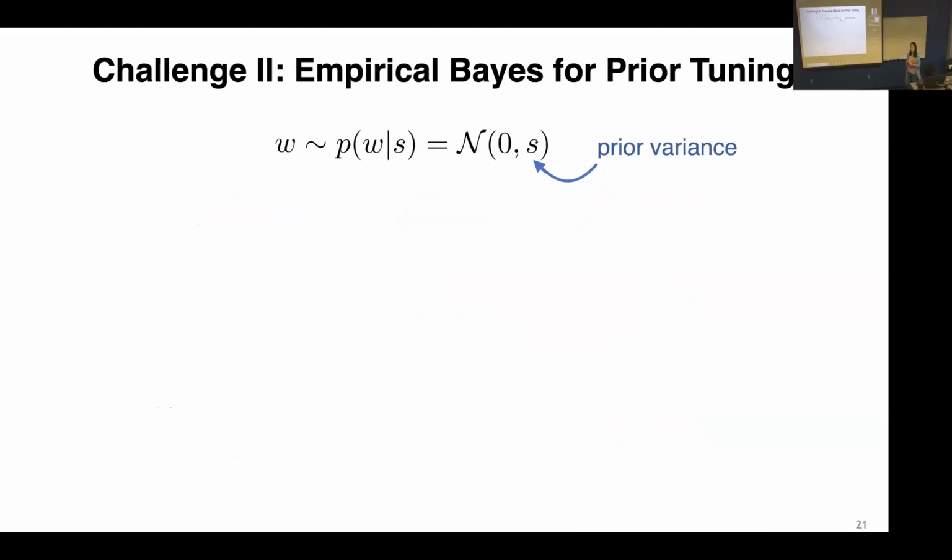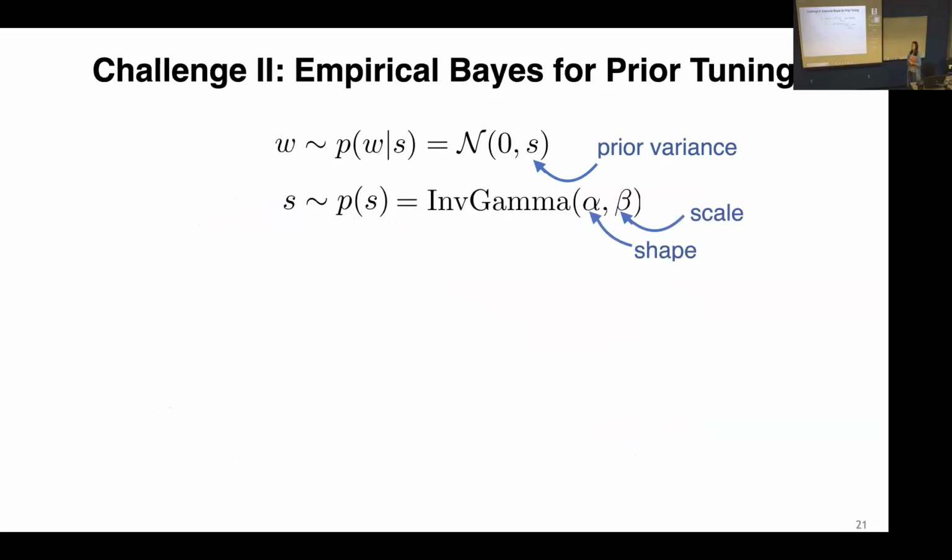So the idea is W is from a Gaussian with zero mean and variance S. Usually S is a deterministic value you predefine. But here we put another prior over S, assuming S is a random variable as well.